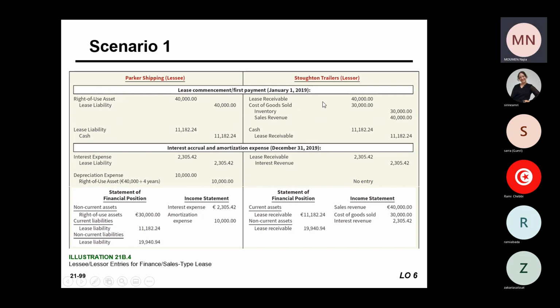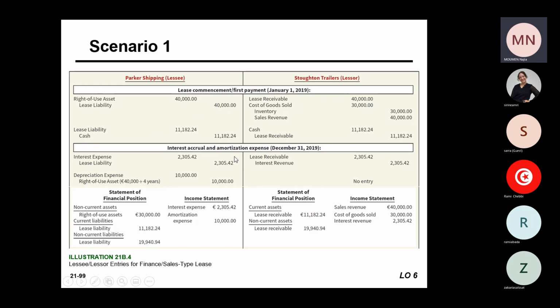On the other hand, we got the lessor. So the lessor will be what? Recognizing a lease receivable for 40,000 and will be recognizing sales revenue. But don't forget that we have to adjust for the inventory. So it said that we got the cost of this lease, that is 30,000. So the cost of goods sold will be debited for 30,000 and the inventory will be credited for 30,000. At the receipt of the first payment, the lessor will debit cash and will credit lease receivable. Okay, so that's at January 1st, 2019.